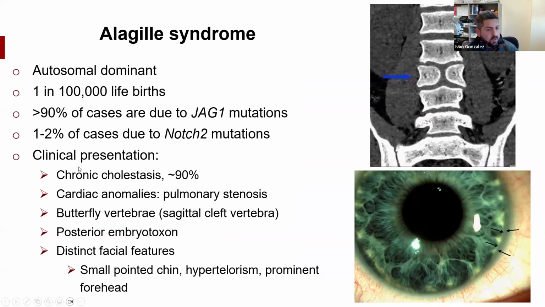The presentation, chronic cholestasis in most of the patients, some cardiac anomalies such as pulmonary stenosis, butterfly vertebra as shown here in this photograph, which basically is a sagittal cleft vertebra, so a hemivertebra. Posterior embryotoxon shown here in this photograph. And they have distinct facial features, which is called a triangular face, and that's due to the small pointed chin, hypertelorism, and prominent forehead.